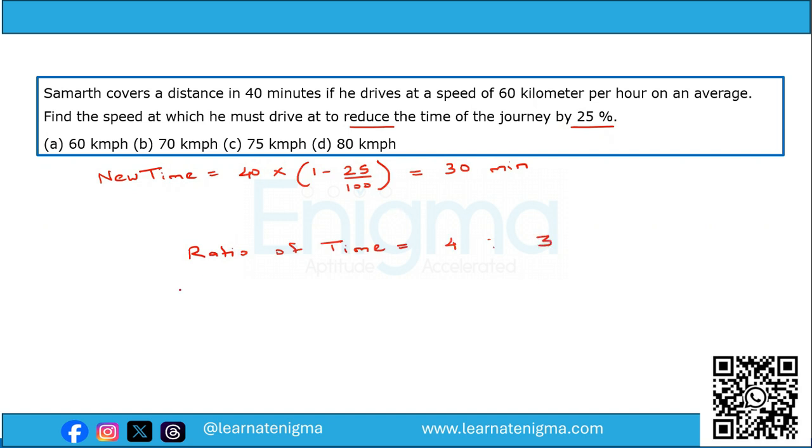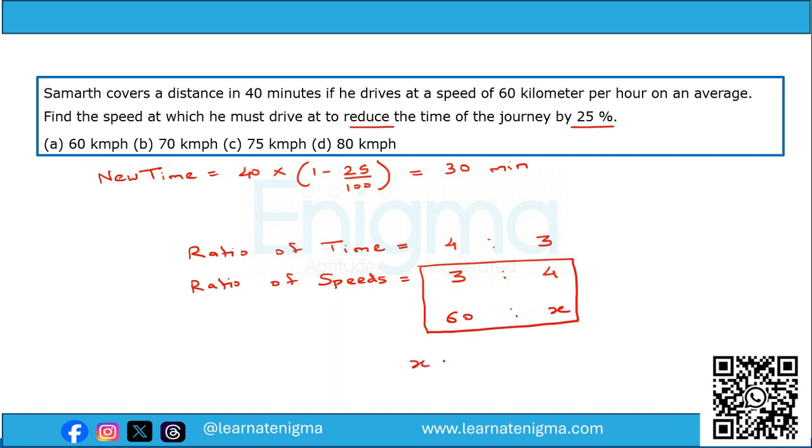So for the same constant distance, the ratio of their corresponding speeds will be reversed, that is 3 is to 4. Now we know that the original speed is 60, so we can easily find out the new speed by solving this. So now if we cross multiply, we have 4 into 60 divided by 3. So we get the answer as 80 kilometers per hour. So the answer will be option D.